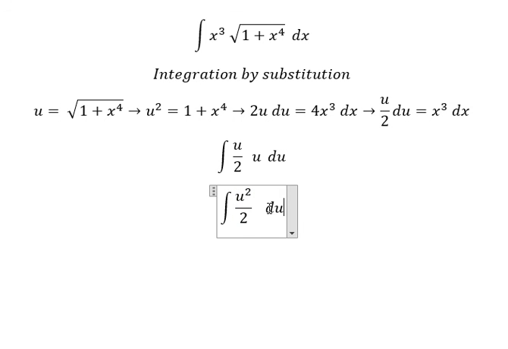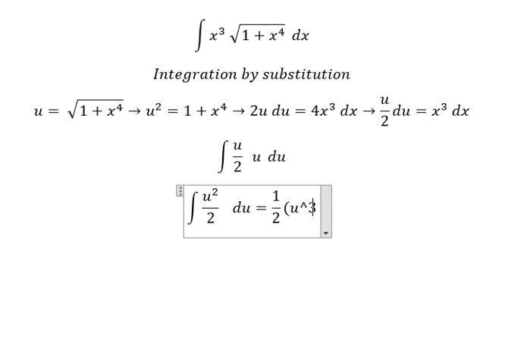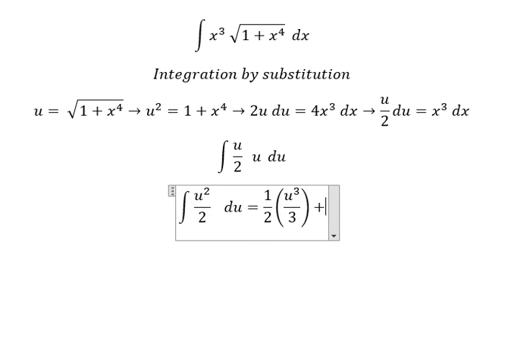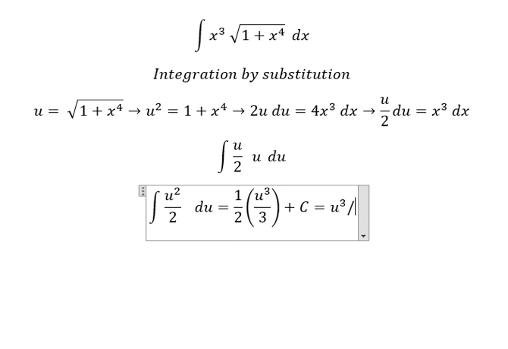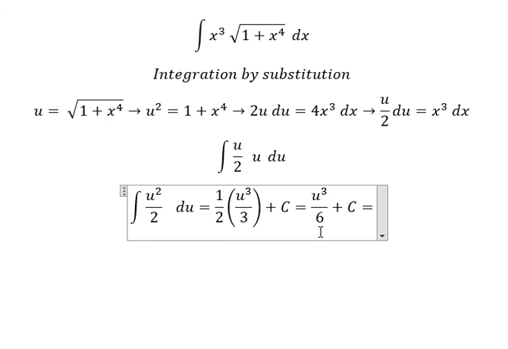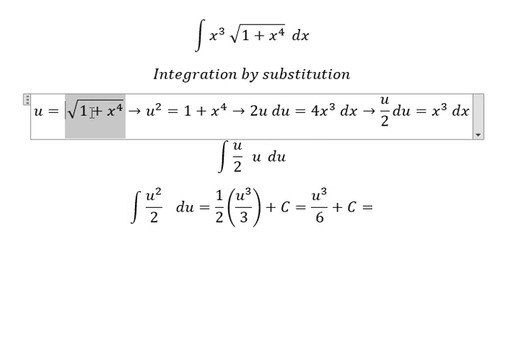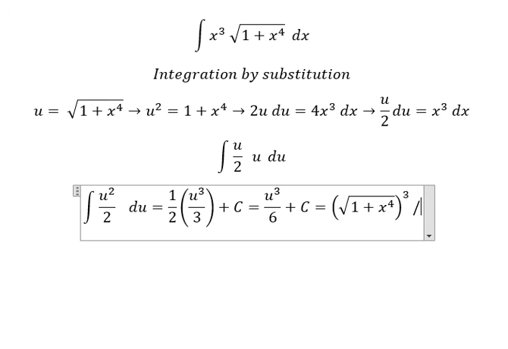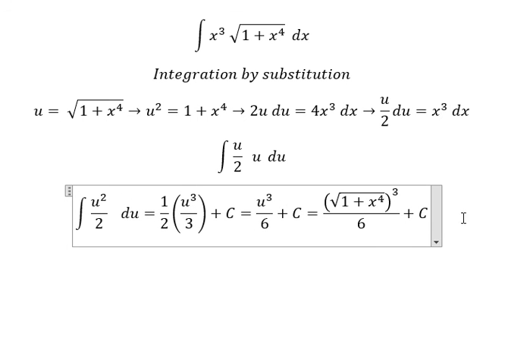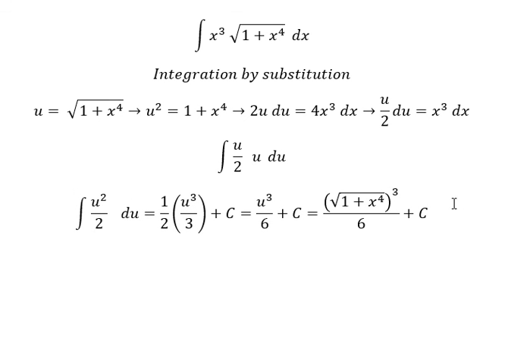The integration of u squared, you got u to the power of 3 over 3, and we put c. Number 2 and number 3, you got 6. Then u is this one. And this is the final answer.